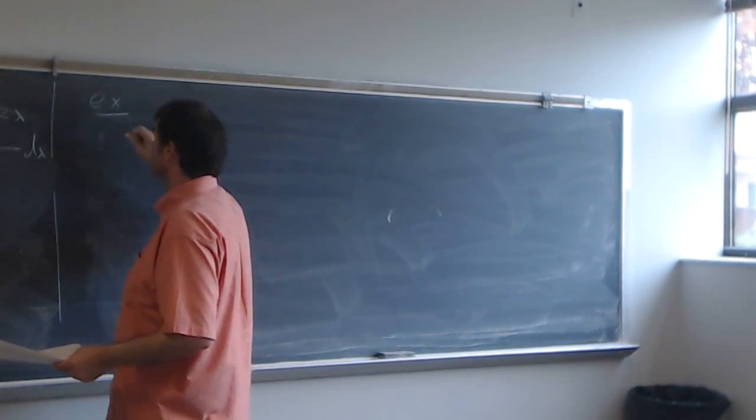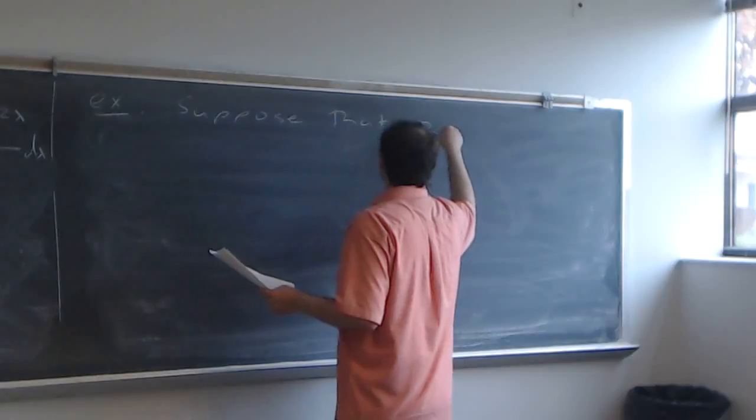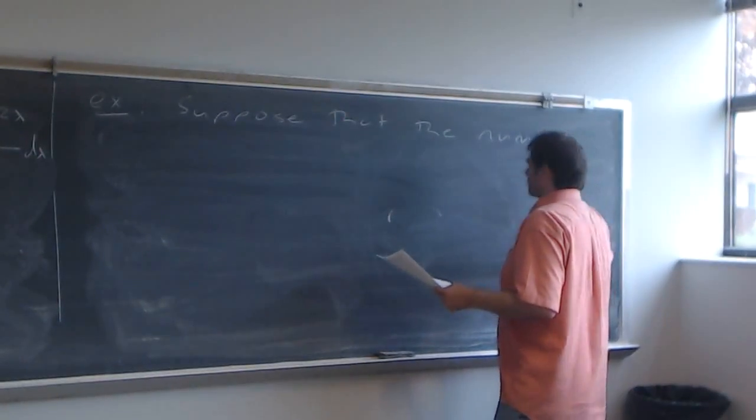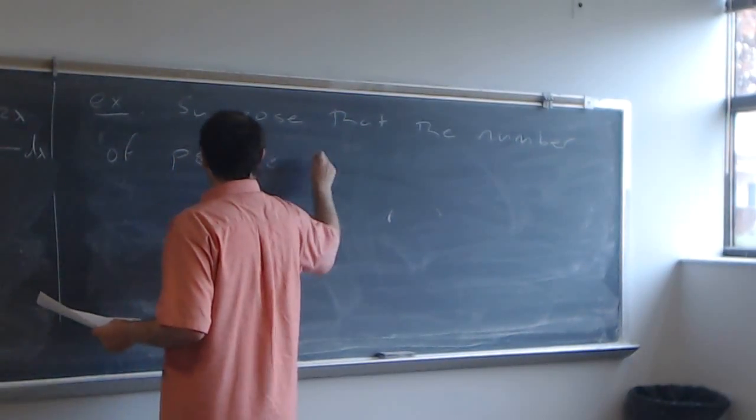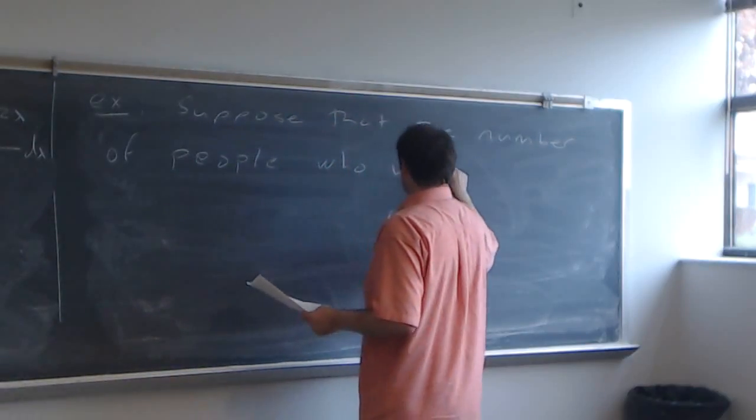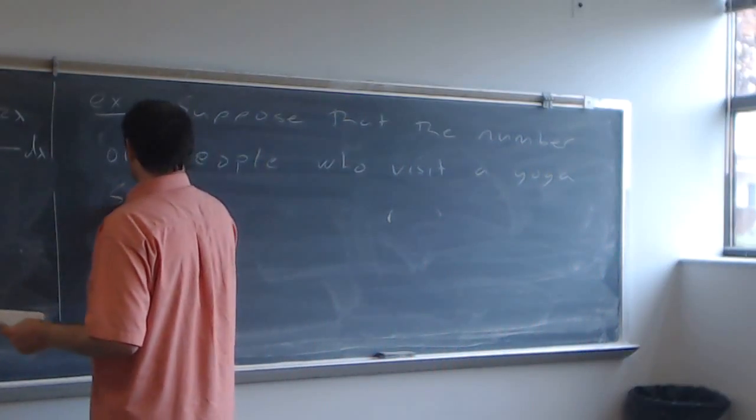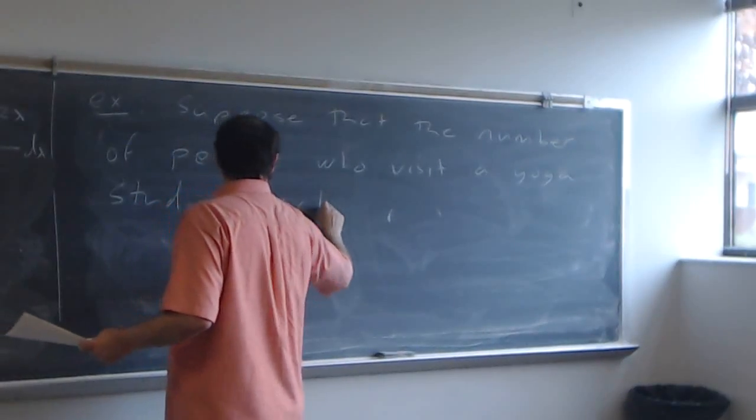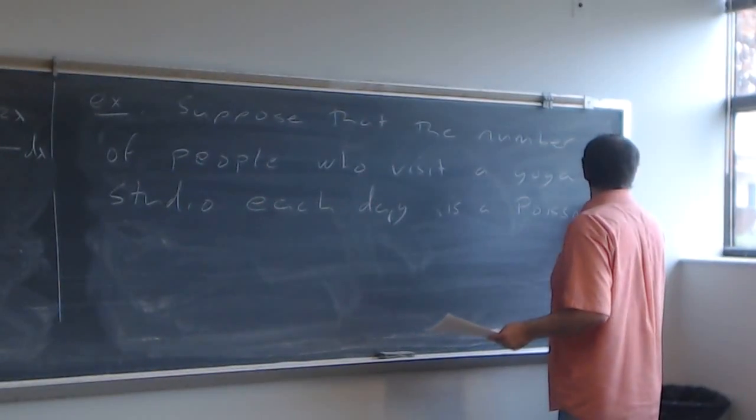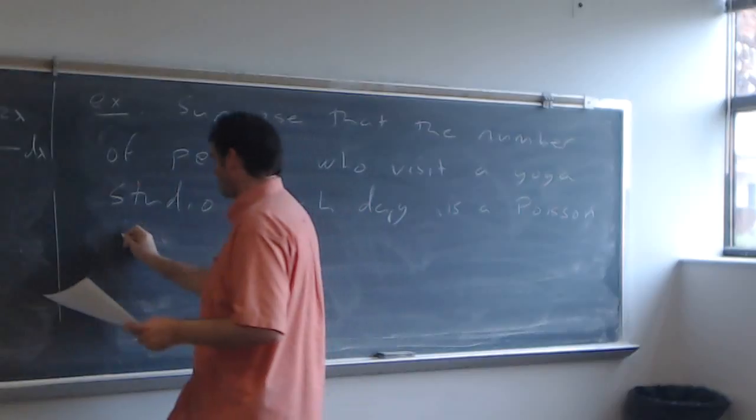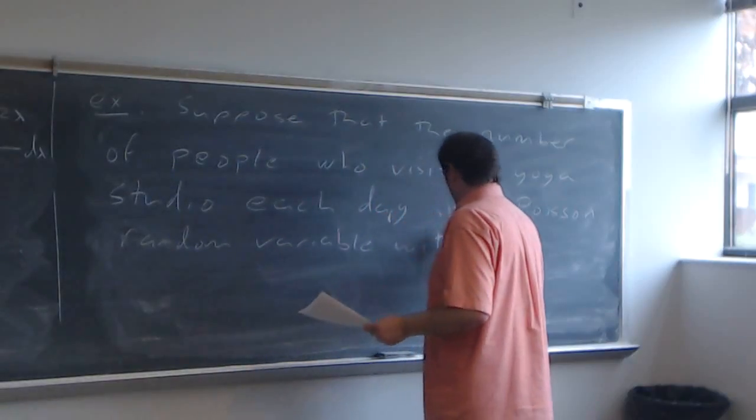Here's an example. It says, suppose that the number of people who visit a yoga studio each day is a Poisson random variable with mean lambda.